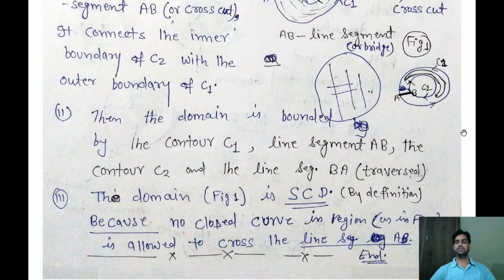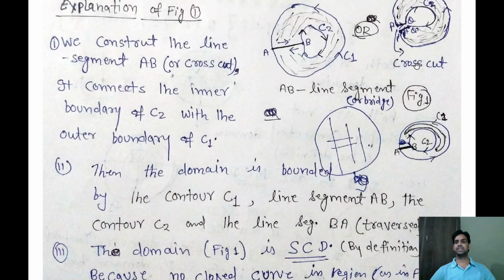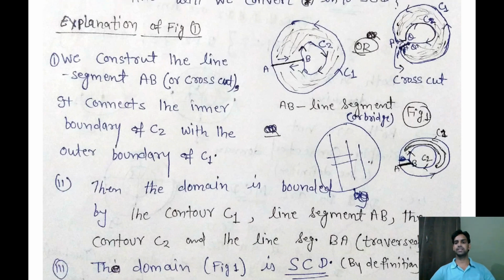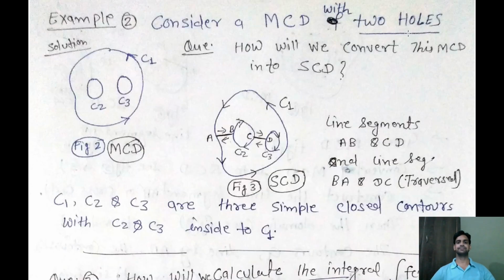Now we are taking this boundary, as we are calling C, the boundary of this simply connected domain. Next example, we take a multiply connected domain with two holes. This is the domain. C1, C2, C3 are simple closed contours, and C2 and C3 lie inside C1.